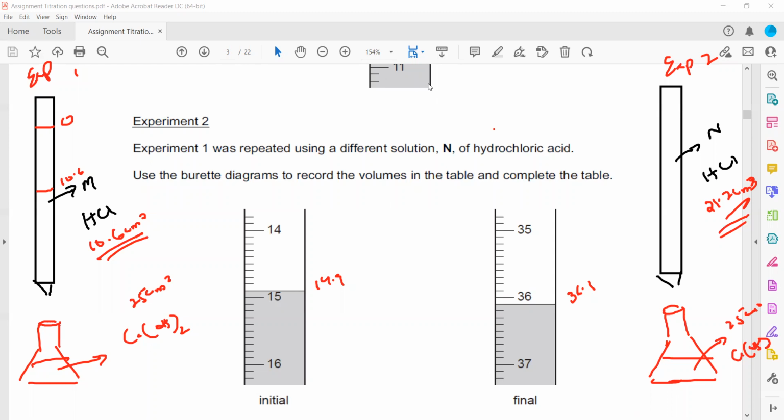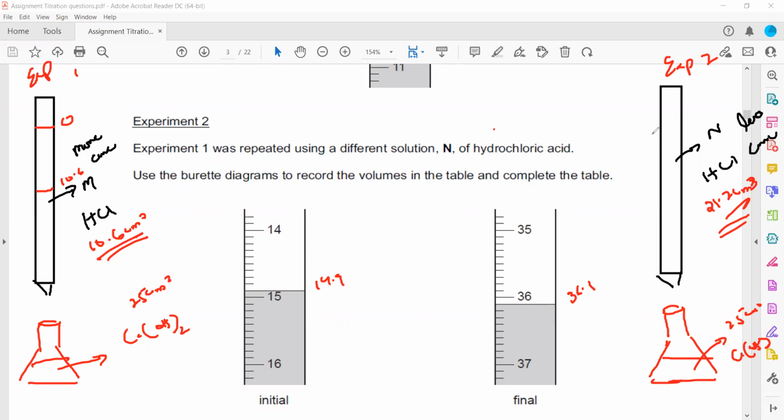So it means that solution M is more concentrated and solution N is less concentrated, because solution M contains more particles in a small space, so it can easily and completely react with 25 cm3 using a small quantity. But solution N required a greater volume, so it means solution N has few particles in a unit space, or we can also say it has a low concentration.